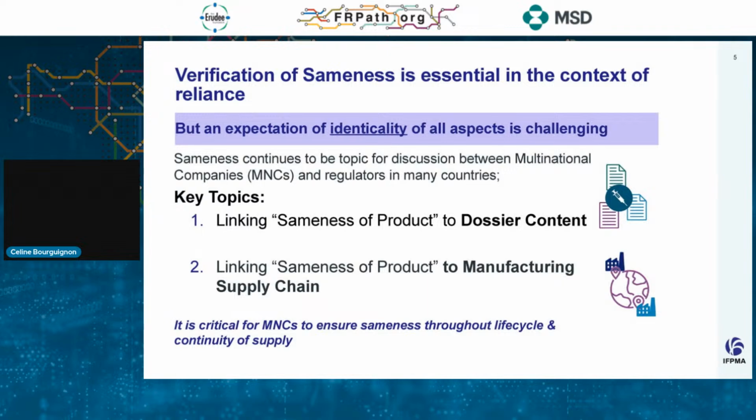So when talking about product sameness, while it's essential in the context of reliance, there seems to be an expectation that it's strictly identical, but sameness needs to be further discussed because there are two key topics that deserve maybe a bit of a deep dive. One is linking sameness of product to dossier content, what I would call dossier sameness, and linking sameness of products to manufacturing supply chain.